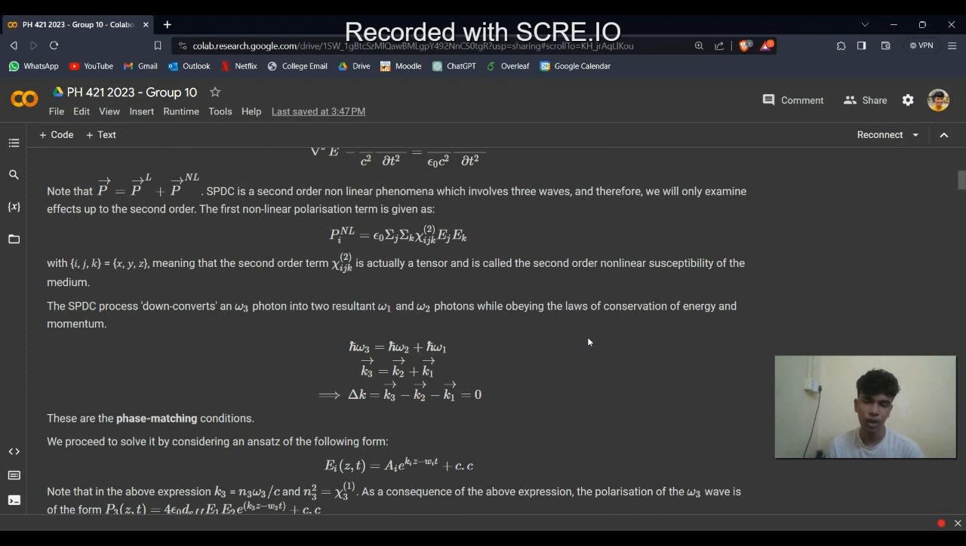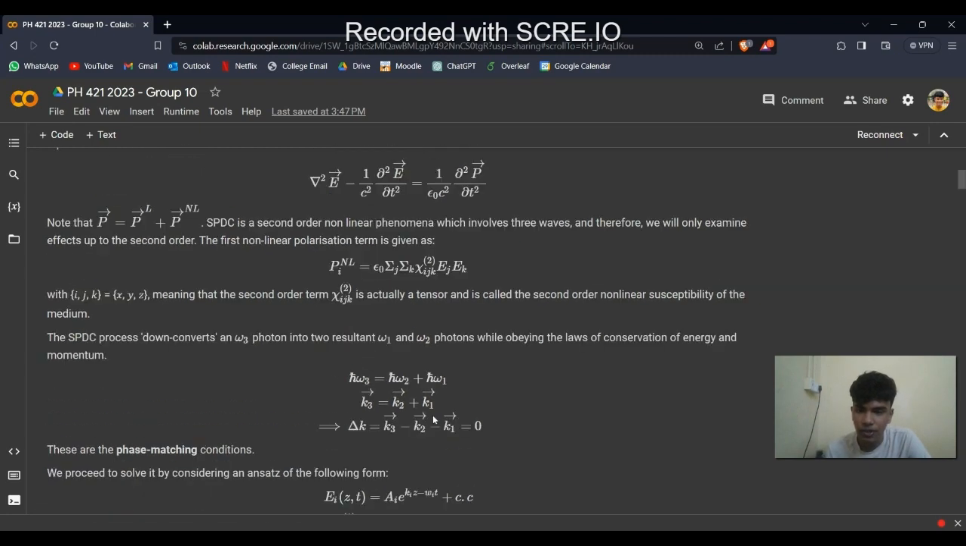In our process of down conversion, fortunately enough, we still obey the principles of energy as well as momentum conservation. So we have h bar omega 3 equal to the sum of the resultant two photons, h bar omega 2 plus h bar omega 1, and we have our momentum vector being conserved because momentum p is equal to h bar k. These are the phase matching conditions, and we actually get to learn later on that we want these conditions to be satisfied to achieve optimum efficiency of our output.